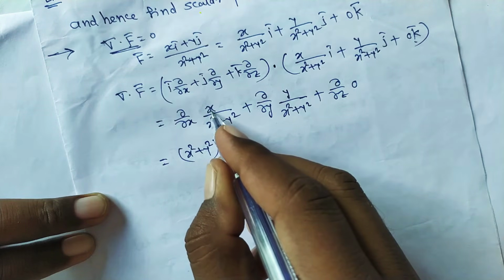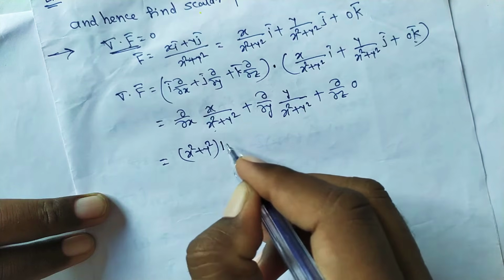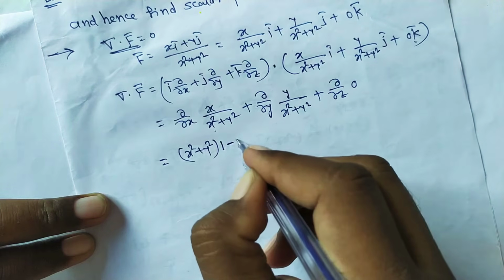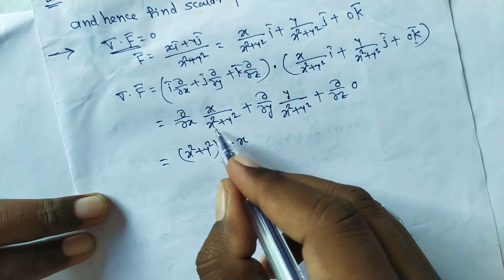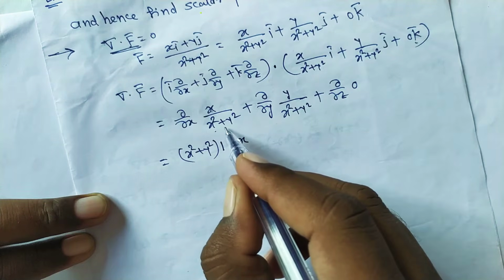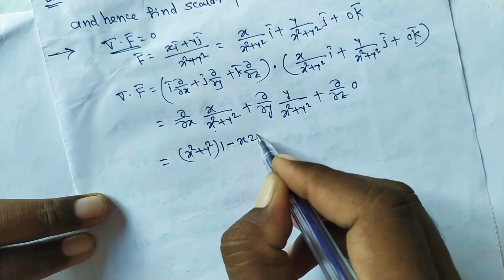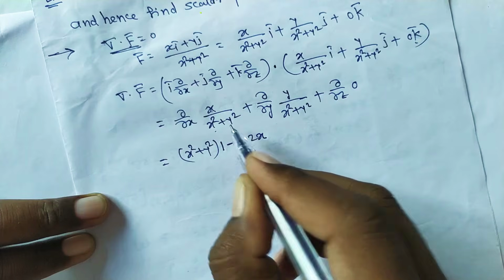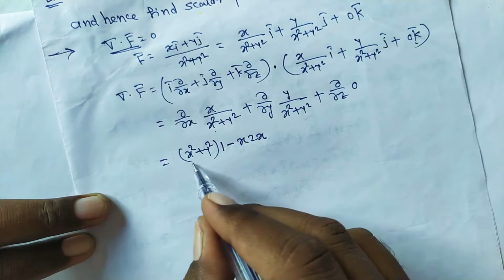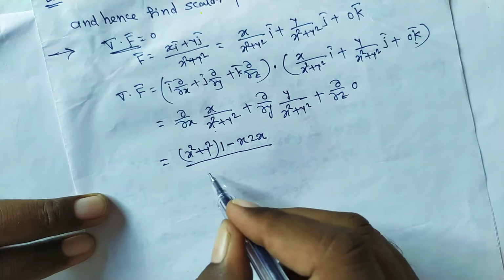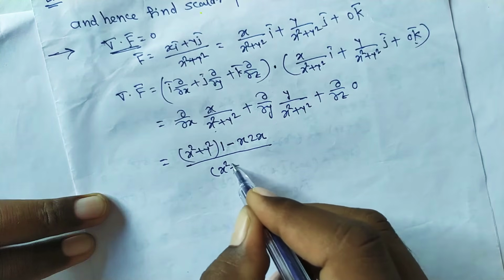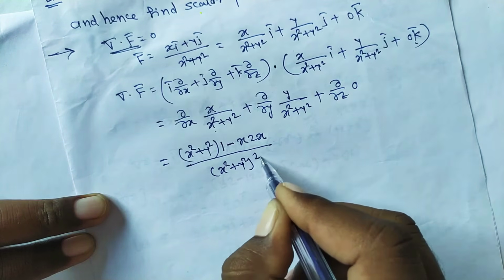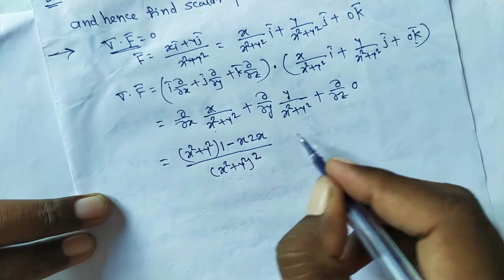The derivative of u, that is of x with respect to x, is 1, minus u, that is x, into the derivative of v. The derivative of x square plus y square with respect to x will be 2x, because with respect to x, y is constant and the derivative of y square is 0, divided by v square. v square means (x square plus y square) whole square. So this is the derivative of the first function.